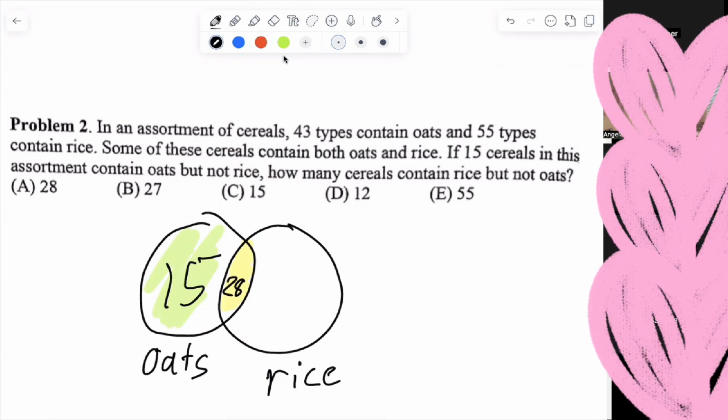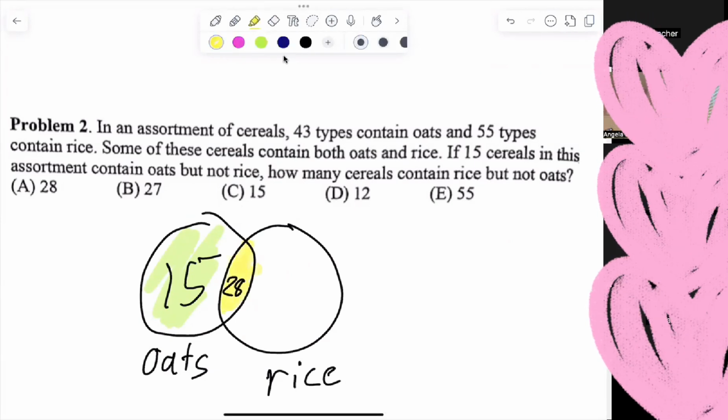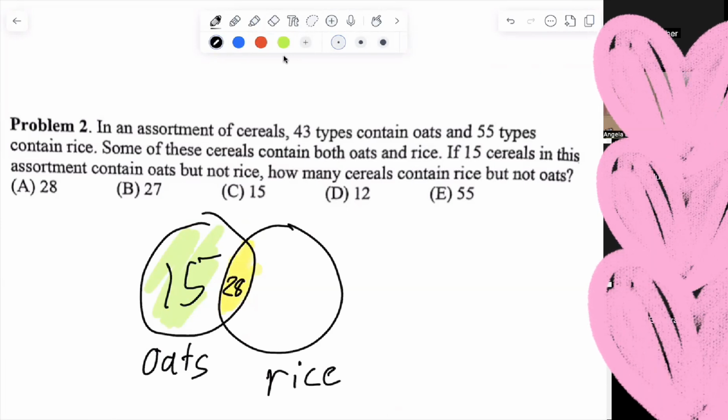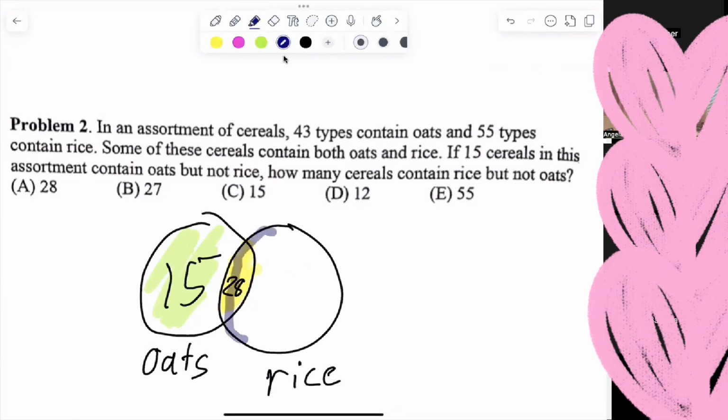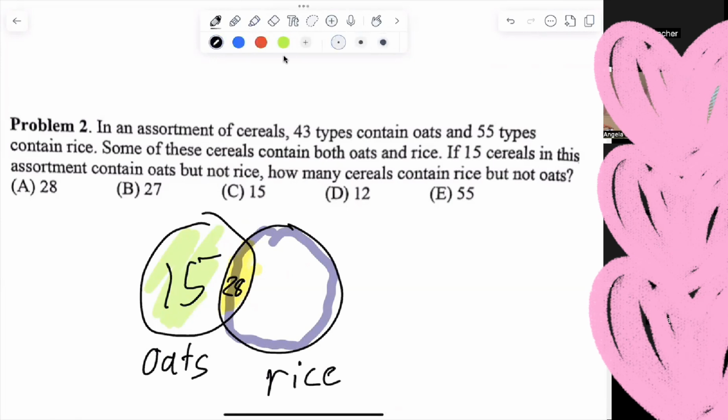Right? Now, we can apply the 28 we got from here, the yellow midsection. We can use the 28 we've got subtracted from the 55. Why is that? Remember we talked about the 55 is just basically the right circle, or this entire circle. That entire circle is just rice. But it includes rice, right? So the 28 will be inside the rice.